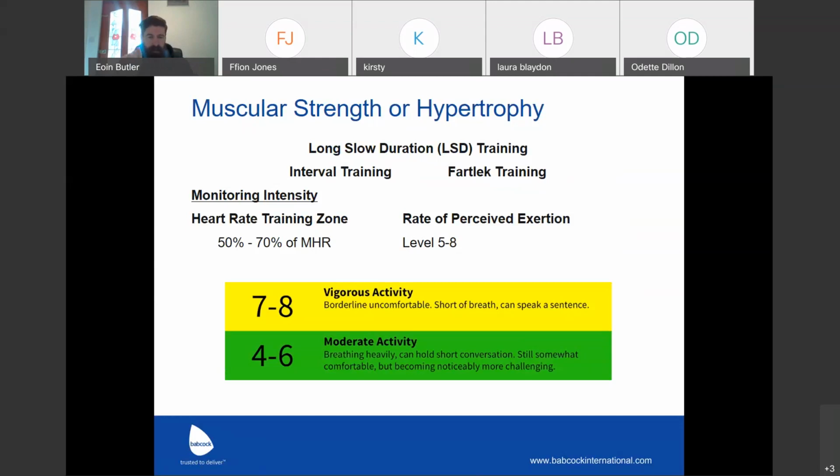Any questions on muscular strength or hypertrophy training? Do you know of anybody, or do you yourself, anybody who does strength training or hypertrophy training who do not do cardiovascular training? Yeah, quite often you can see it in the gym. Yeah, you do see it everywhere.